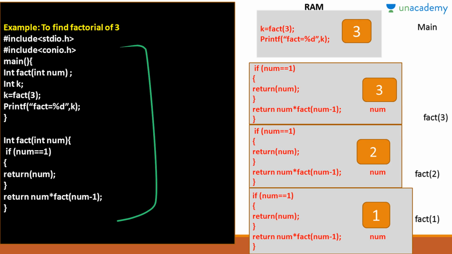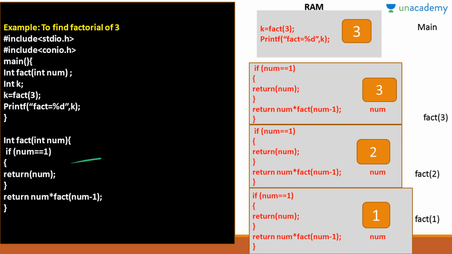Recursion is basically a part of function. We have studied about function, so recursion is also a small part of function. Here I have declared function fact. I have made a function fact to find the factorial of 3.